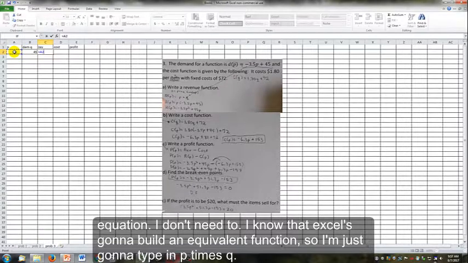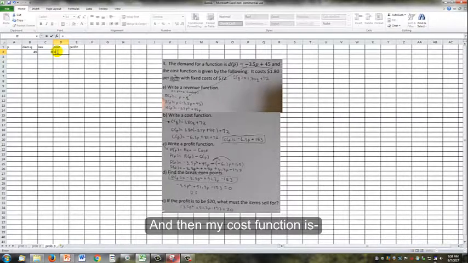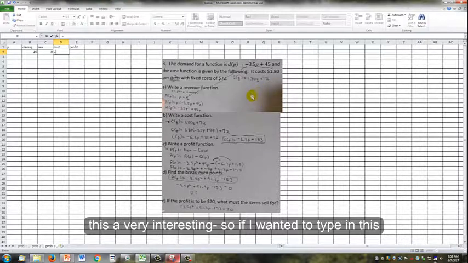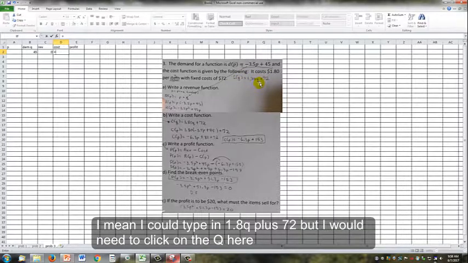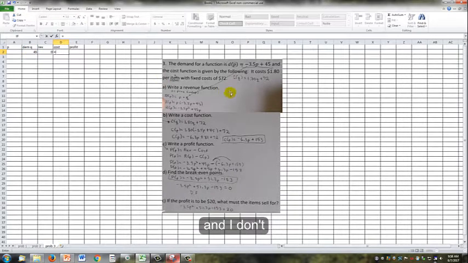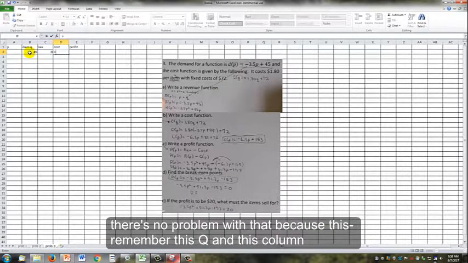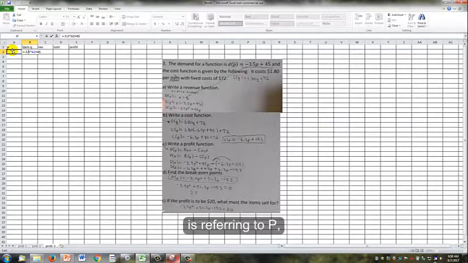I know that Excel is going to build an equivalent function, so I'm just going to type in P times Q. And my cost function is, this is very interesting. If I wanted to type this by hand, I could type in 1.8 Q plus 72, but I would need to click on the Q here. And there's no problem with that because this Q in this column is referring to P.